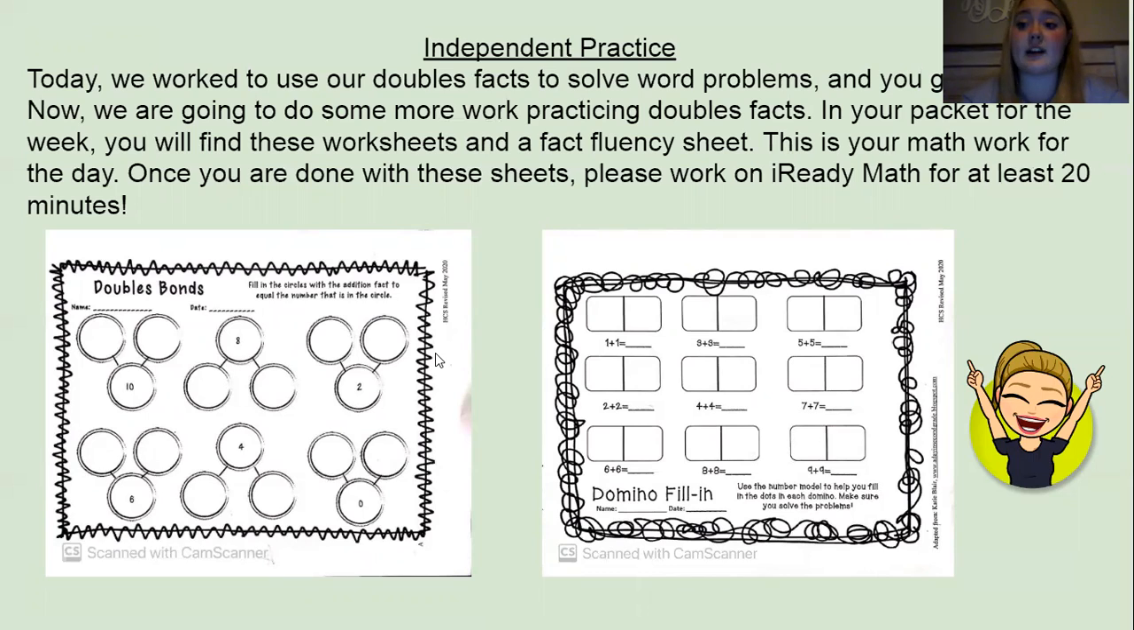You also have a fact fluency sheet in your packet for the week you need to do as well. So once you have finished the doubles bonds worksheet, the domino fill-in worksheet, and your fact fluency worksheet, you can work on iReady Math for at least 20 minutes. Now, if your teacher has assigned you assignments in iReady Math, you would work on those first, then you can do your regular iReady Math practice.